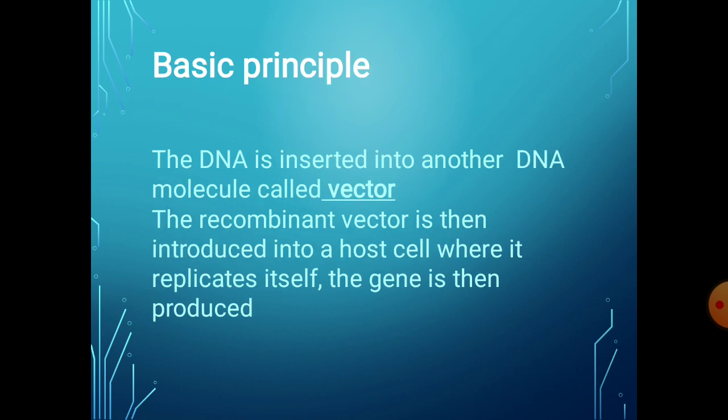The basic principle of recombinant DNA technology is that the DNA is inserted into another DNA molecule, that is its vector. The recombinant vector has both DNA, the foreign one and its own. It is then introduced into the host cell where it can clone itself. It can make copies, replicate itself, and then the gene is produced.